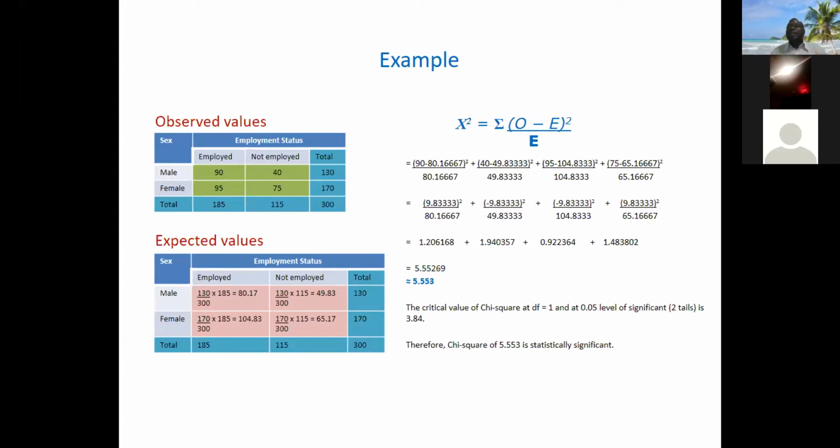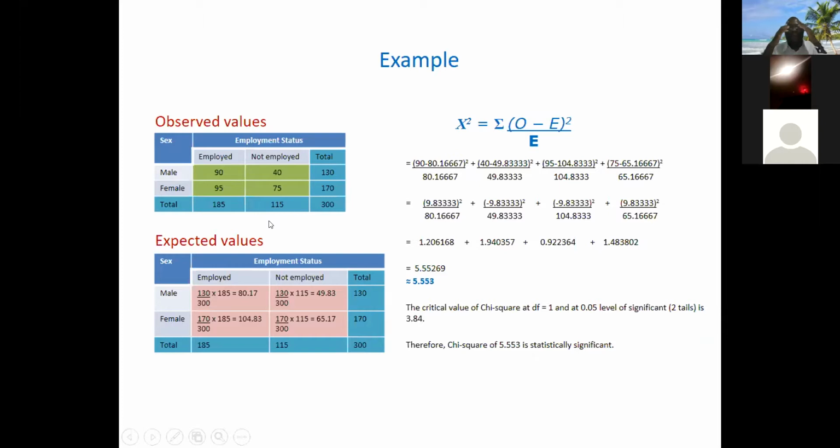But what is the hypothesized frequency? What is the expected? The expected frequency is the frequency when the null hypothesis is true, and the null hypothesis says there is no difference in the proportion of males and females that are employed, or the proportion of males and females that are unemployed. There's no difference. That means there's no association between sex and employment. That is the null hypothesis. If it is true, what do we expect the values inside those four cells to be?